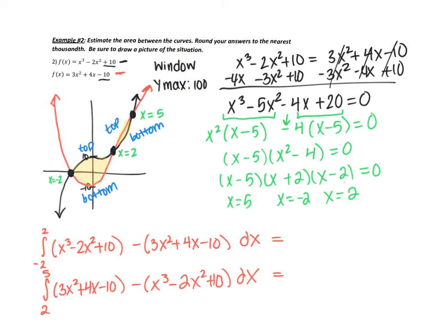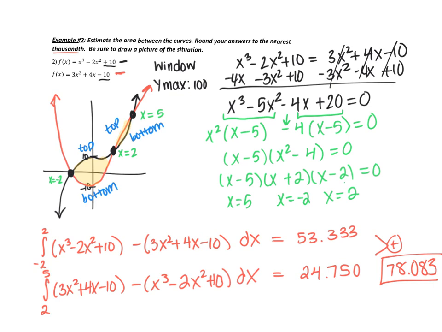Okay, so for the first one, I got 53.3 repeated. And for the second one, I got 24.75. And the directions say to round to the nearest thousandth, so that's 3 decimal places. So we'll make this 0, and I'll make this 333. And we're going to add these 2 together, and we'll get the final answer. So add them, and your answer should be 78.083 units squared. That should be your final area.